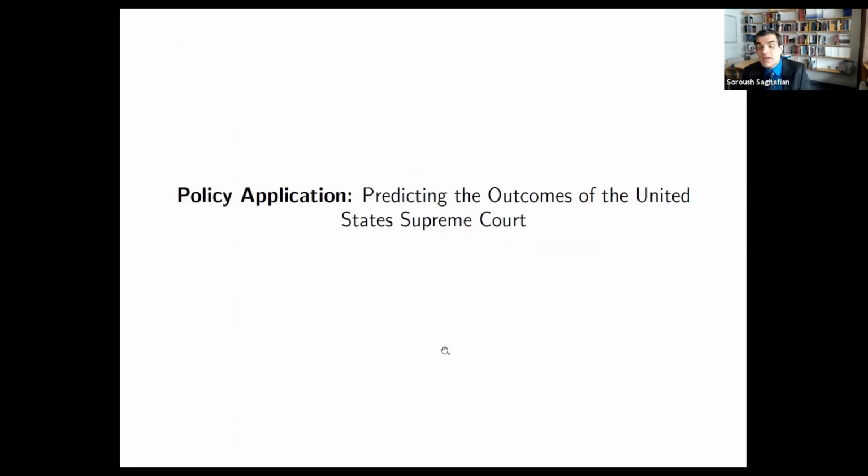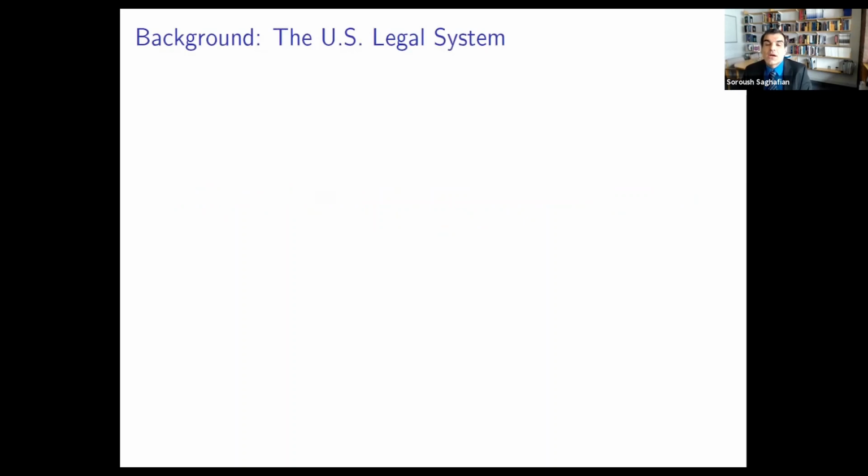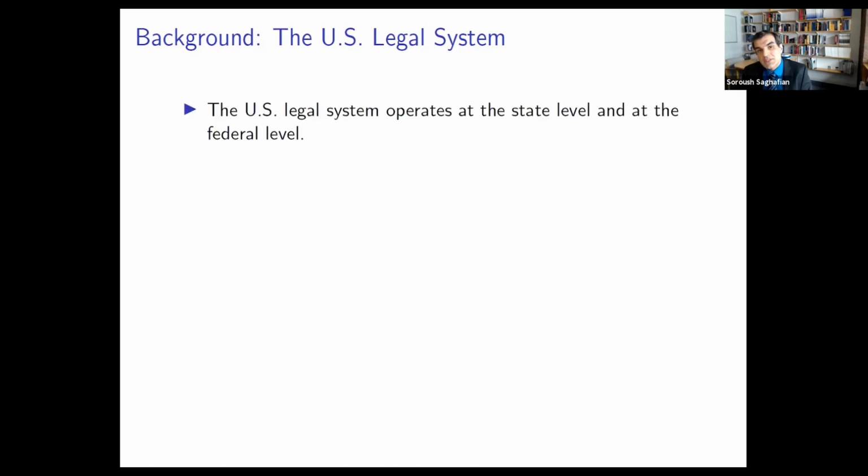Okay. So the other example I want to mention briefly is about predicting the outcomes of the United States Supreme Court. We now have the ability to use these machine learning techniques to also predict how the Supreme Court justices vote and what the overall outcome of the Supreme Court is. So let me give you a little bit of background about the US legal system. For those of you who are not familiar with it, it operates at both the state level as well as the federal level. The federal courts hear cases that are beyond the scope of the state level.